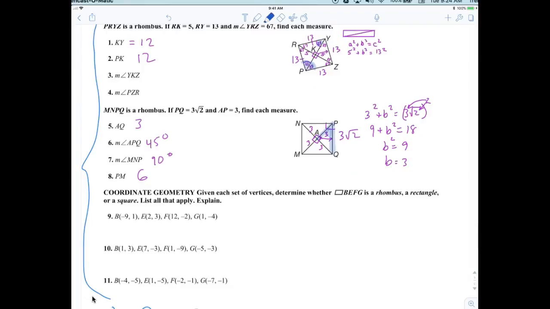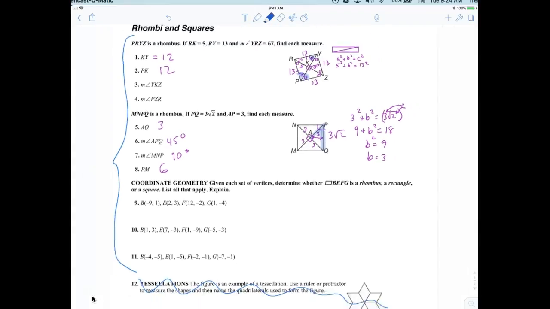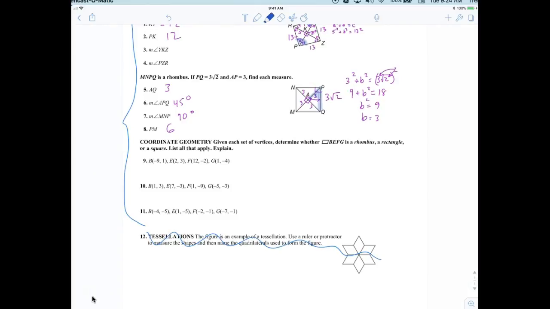All right, so listen, I don't want to spend time right now. If we need to, we can review the rhombus, the rectangle, or the square. All right, but we've spent a lot of time. I want to get to the next worksheet.